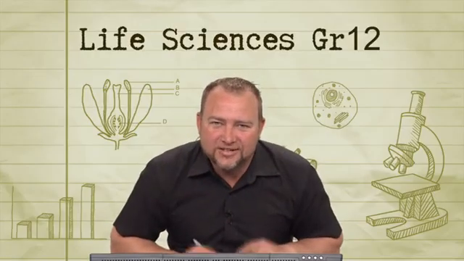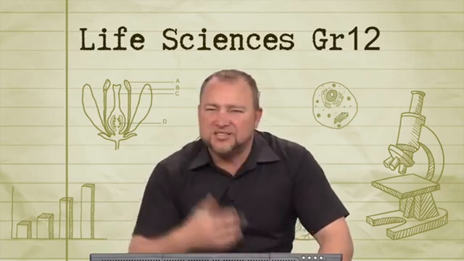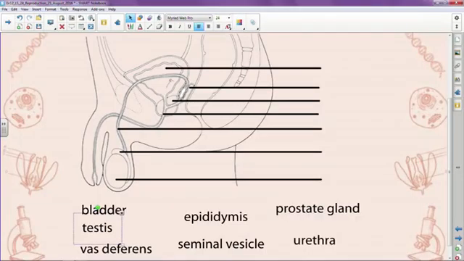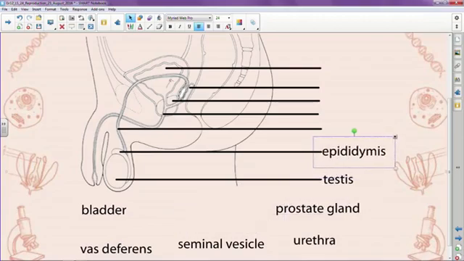So let's see how you did. Hopefully you get the right answers. When I do this, I always start from the bottom. That's just the way I do it. Okay, firstly, the first one that I can see will be your testes. Then it'll be your epididymis. There it is. Then it'll be your vas deferens.